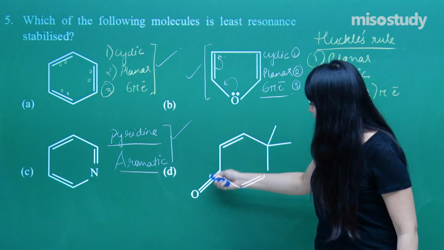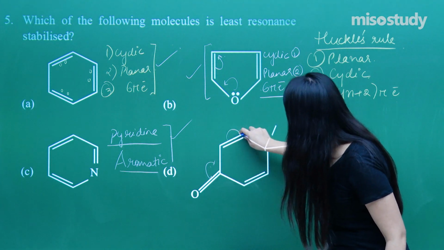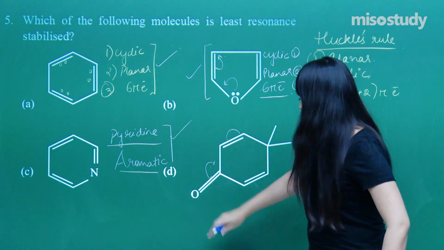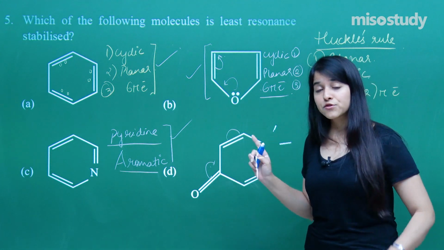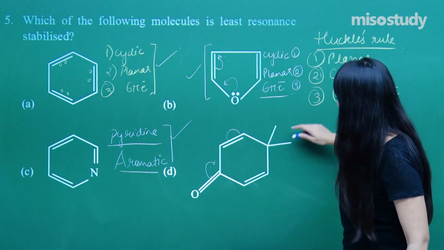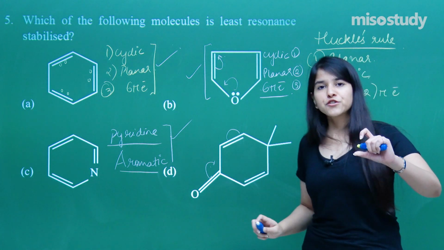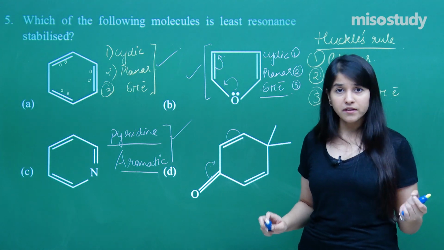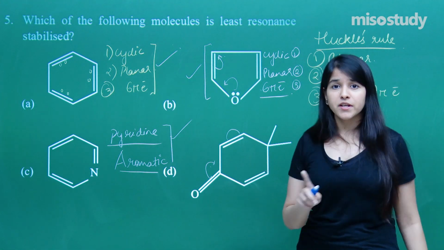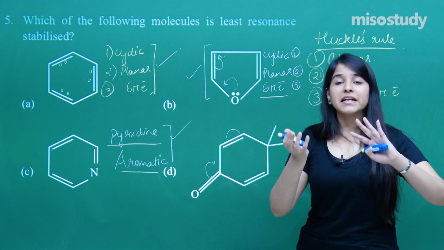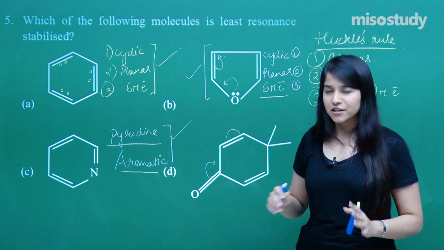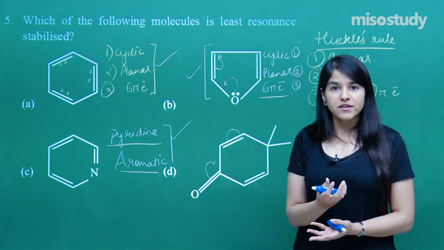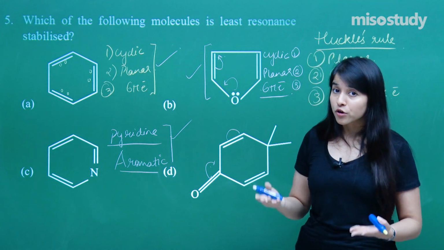I have got 6 pi electrons, so this must be involved in resonance, but what is the thing over here? Although it is cyclic, it is not planar. Look very carefully over here. The condition for planarity is that you need to have sp2 hybridized carbons or sp, but not sp3. sp3 has an entirely changed shape, changing the geometry of the structure and making it non-planar.